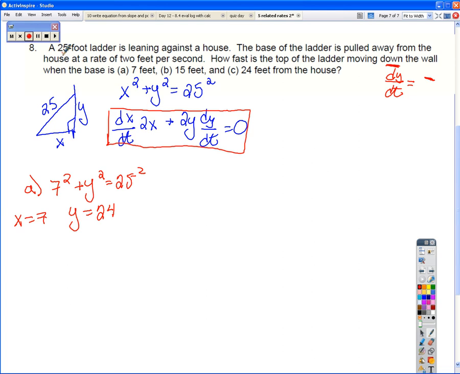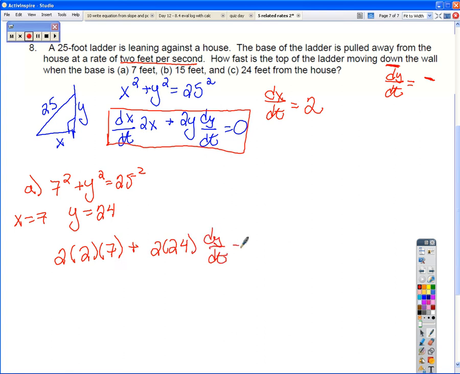They give us dx dt right here, 2 feet per second moving away. So for every problem, dx dt is 2. So plugging in to my derivative, 2 times 2 times x plus 2 times y dy dt. And now I have to simplify that. 2 times 2 times 7.